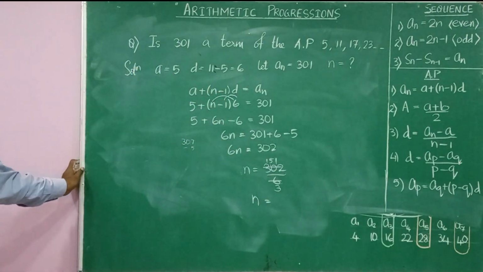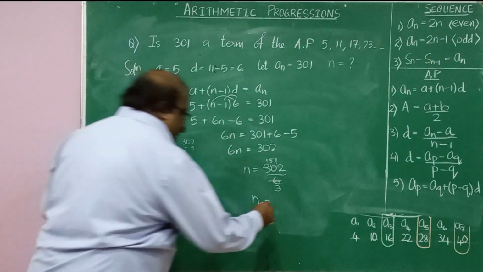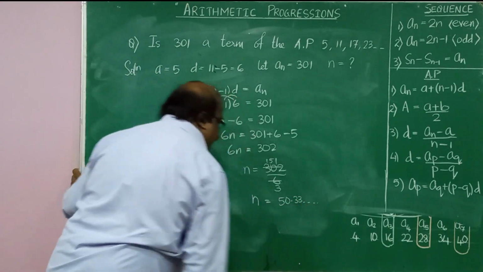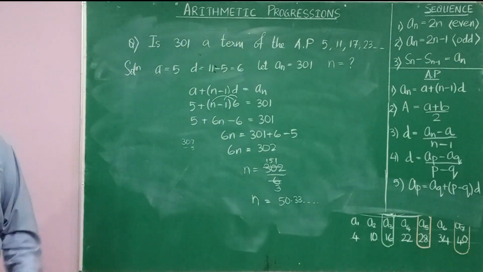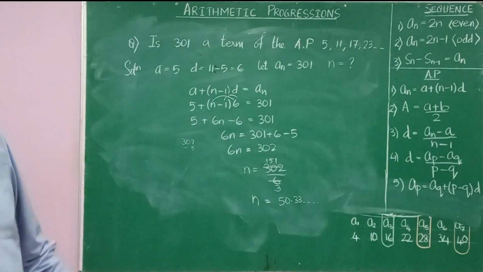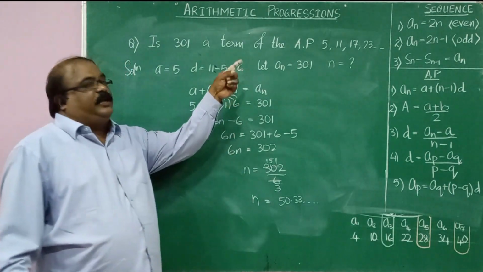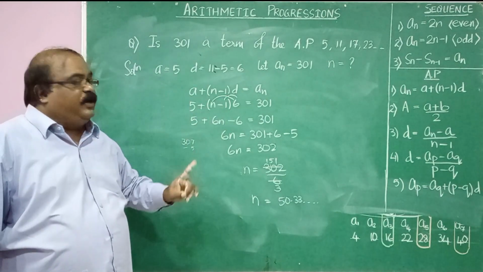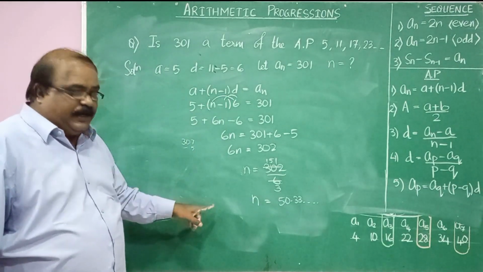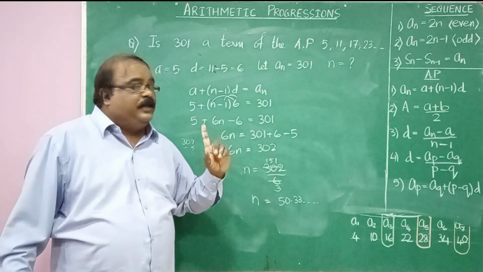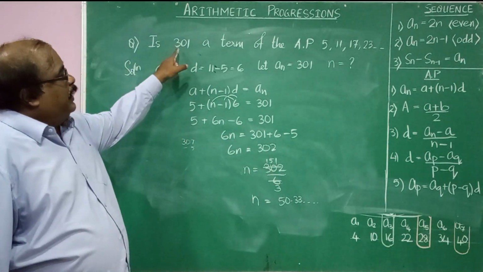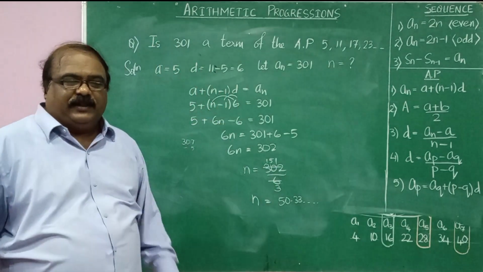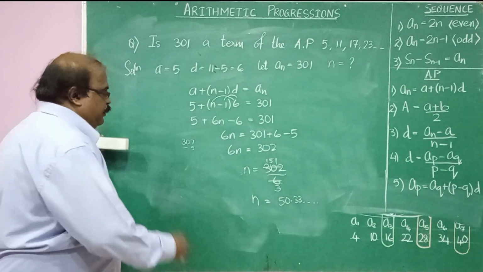So what is 151 upon 3? 151 upon 3 is around 50.3333. Now, can I say that there are 50.3 terms in the arithmetic progression? No. So I will come to the conclusion that since n is not a natural number, therefore we conclude that 301 is not a term of the given arithmetic progression.